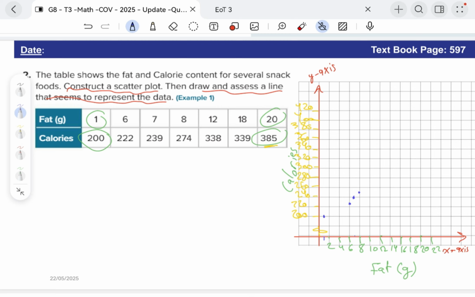No, it's lower than, it's somewhere here. And the next point 18 with 339. It's here. And the last one 20 with 385.